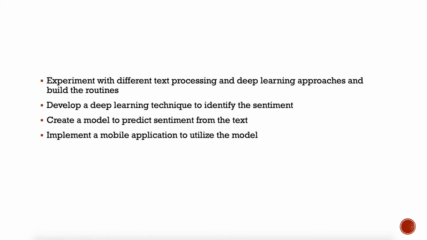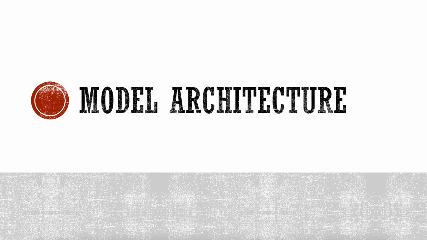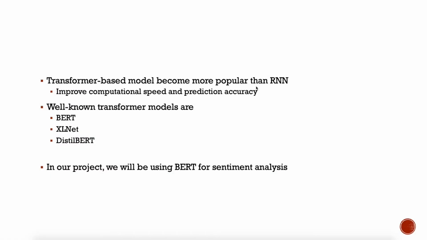In order to achieve this project objective, we will be explaining our model architecture. In recent years, transformer-based models have become more popular compared to the recurrent neural network due to improvements in computational speed and prediction accuracy. There are some well-known pre-trained transformer models such as BERT, XLNet, and DistilBERT, which are widely used for sentiment analysis. Thus, in our project, we will be using BERT for sentiment analysis.